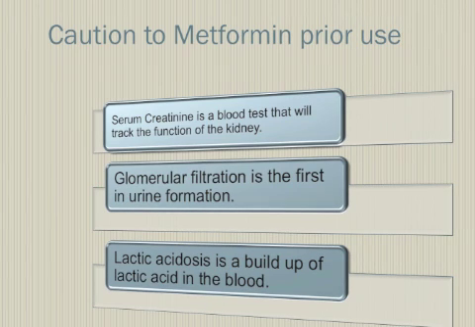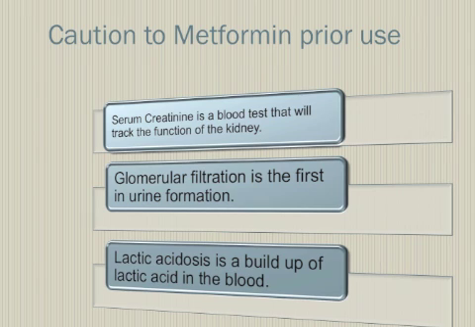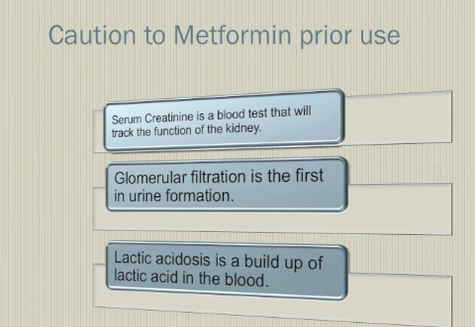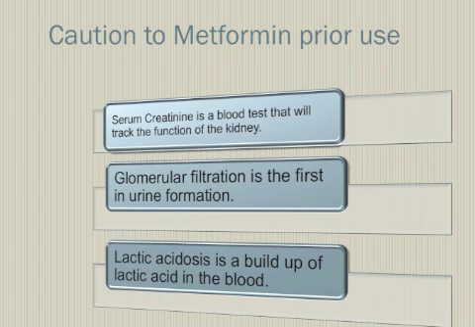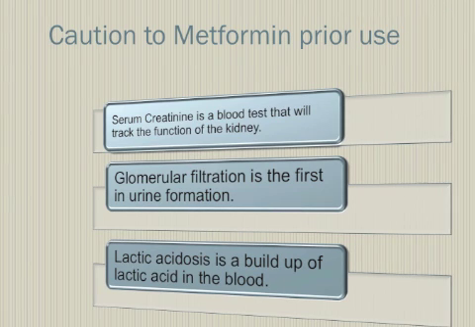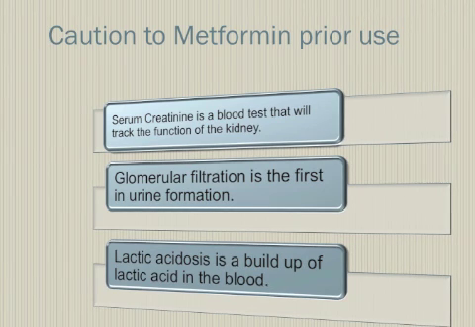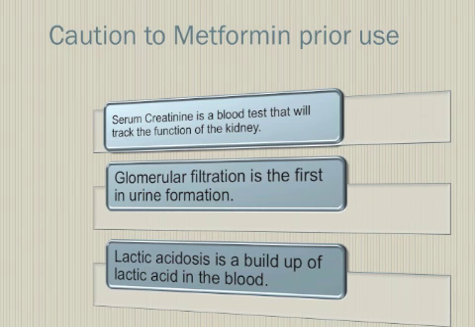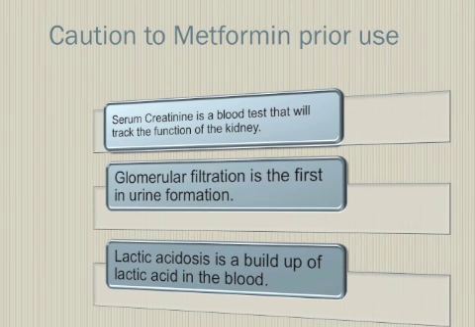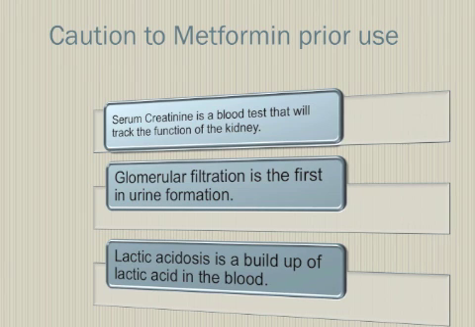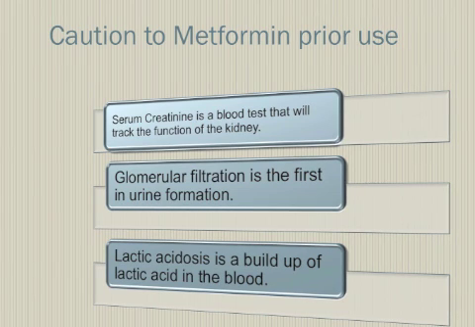Glomerular filtration is the first step in urine formation. The human body requires blood to pass through the kidneys to keep it clean, and the measurement of how clean the blood is as it is passed through the kidneys is proportionate to the speed it is filtered. Lactic acidosis is a buildup of lactic acid in the blood, causing nausea and weakness.